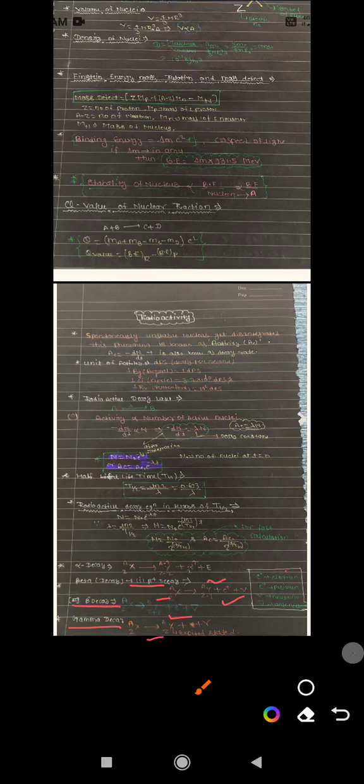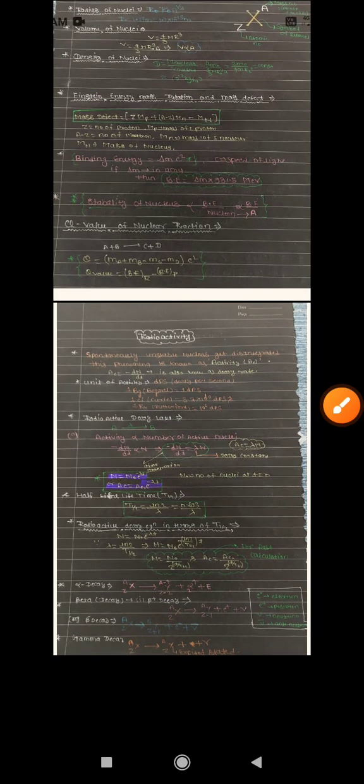Okay, and here is some terminology. E minus is electron and E plus is a positron, and V is a neutrino, and V bar is equal to anti-neutrino.